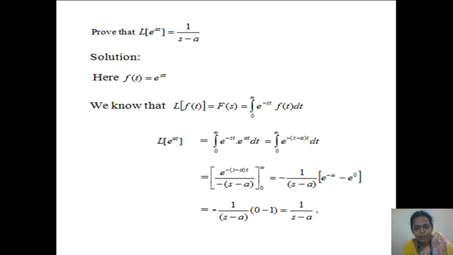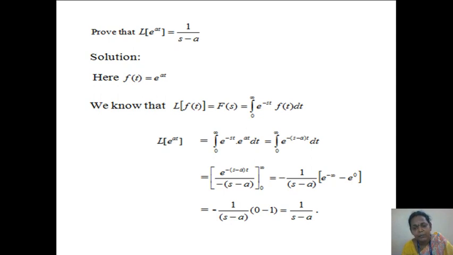So after substituting, the base value is same, then add the powers. We get integral over 0 to infinity e power, so taking the negative value outside, that is e power minus of s minus a into t into dt.